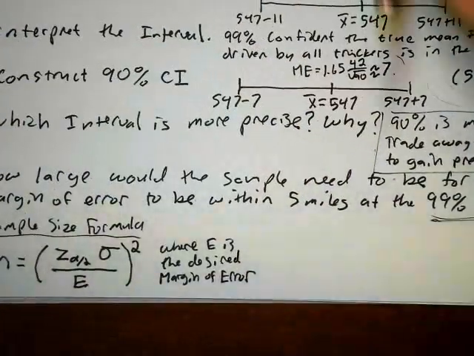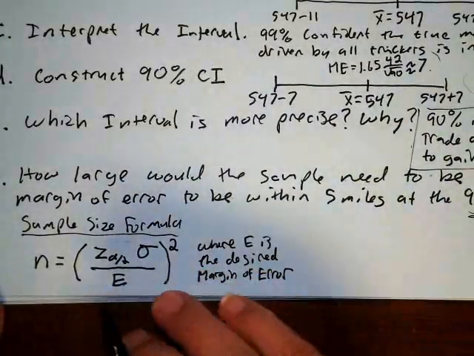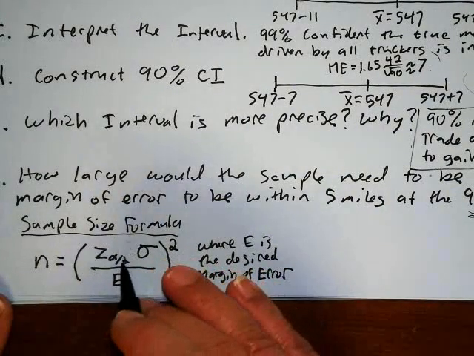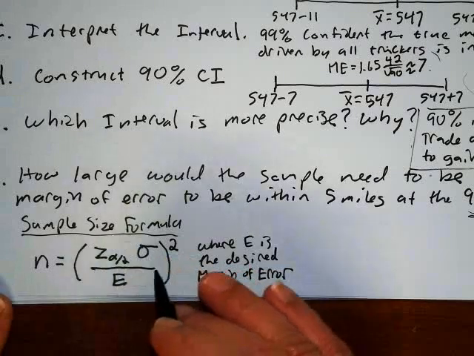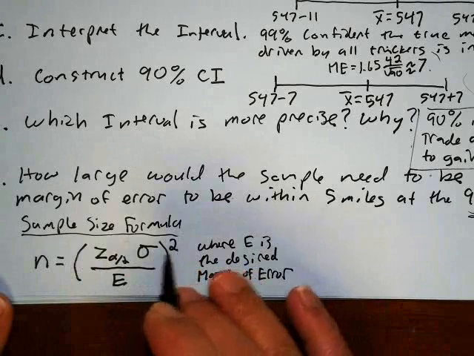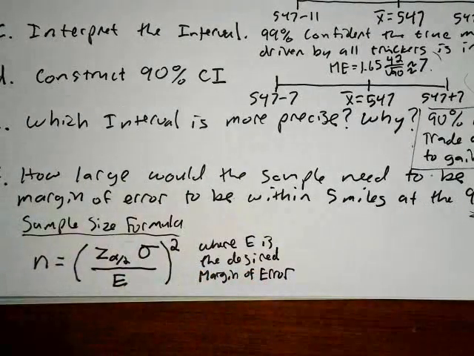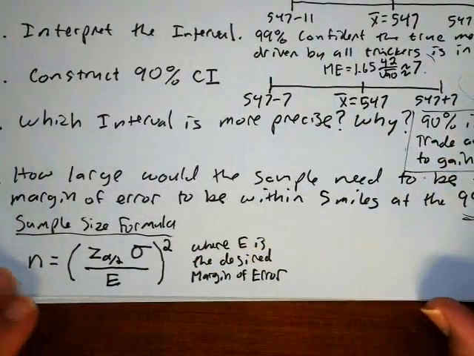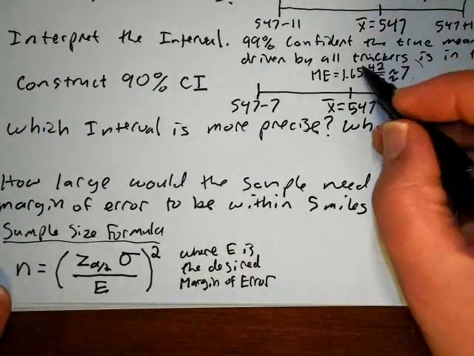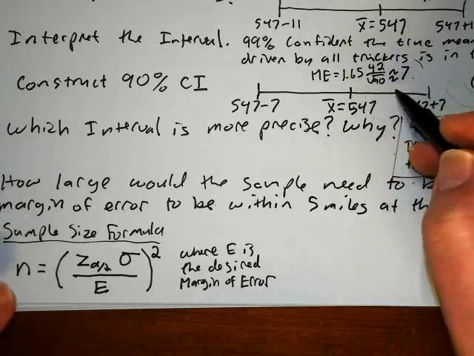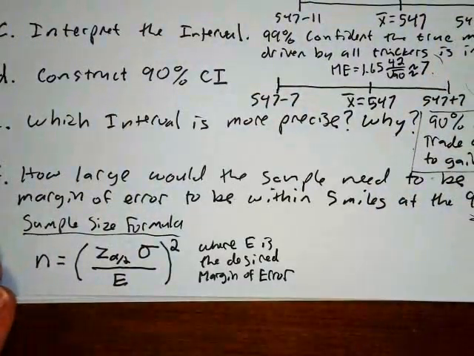So let me zoom in on that. Basically, you want a certain confidence level. That's where your z alpha over 2 comes from. You've got your standard deviation. You divide that by the desired margin of error, and then you square all that, and that actually gives you the sample size. This isn't very difficult to derive. I'm not going to derive it, but basically, if you took the margin of error and set it equal to E, and then you solve for n, that's where this formula comes from.